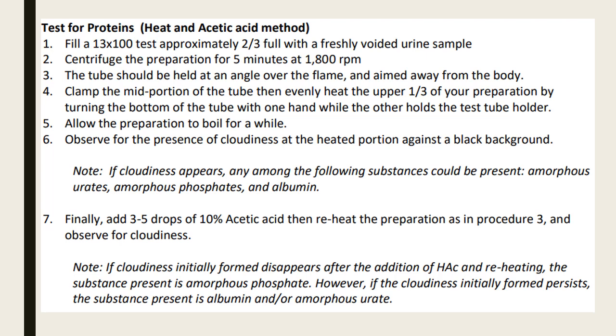When doing this, make sure the open portion of the test tube is not pointed at you, and also make sure that nobody else is there. Then observe for the presence of cloudiness at the heated portion against a black background. At such temperature, proteins will precipitate and coagulate, giving you cloudiness. When cloudiness appears, you add 3 to 5 drops of 10% acetic acid.